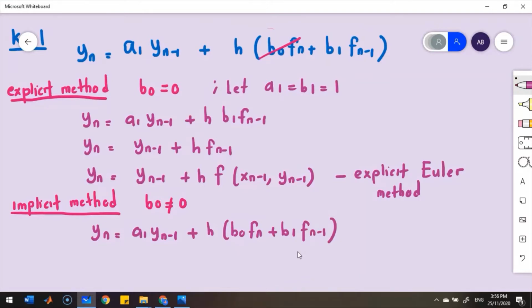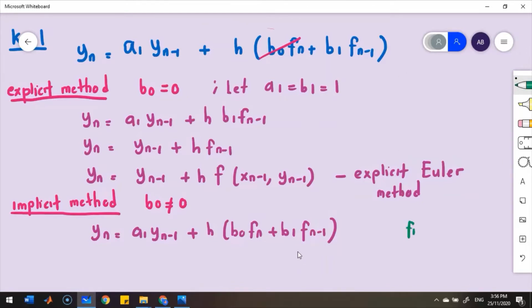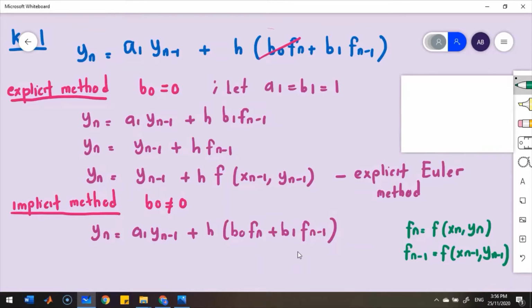Okay, so let me just take a note here. I want you to remember that fn is also f of xn, yn, and fn minus 1 means f of xn minus 1, yn minus 1. Okay, this is the way to write it.